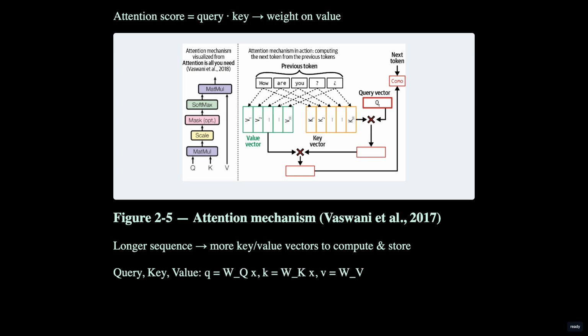For each input X, we apply 3 learned linear projections to produce the query, key, and value vectors. Concretely, Q equals W_Q X, K equals W_K X, and V equals W_V X. Later, Q and K produce attention weights, while V is the information we combine using those weights.